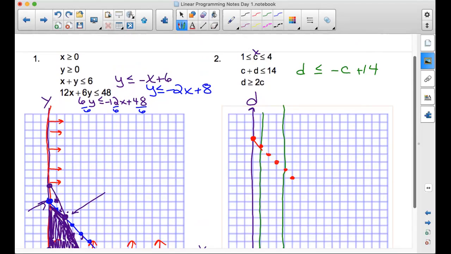But I'm going to make my line at least go through the 2 vertical lines, because I know my answer is going to be in between those 2 vertical lines. So my answer has to be between my 2 vertical lines.